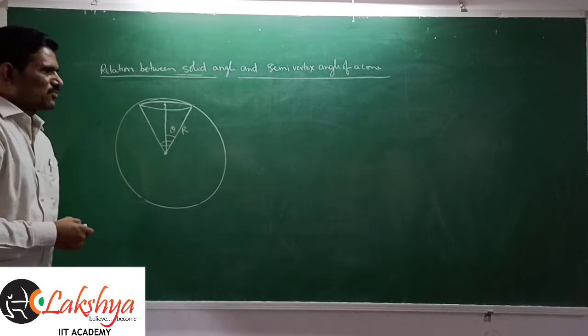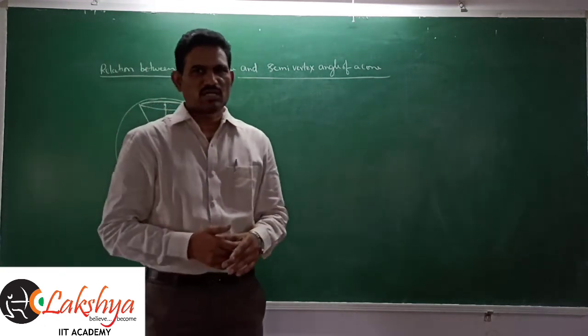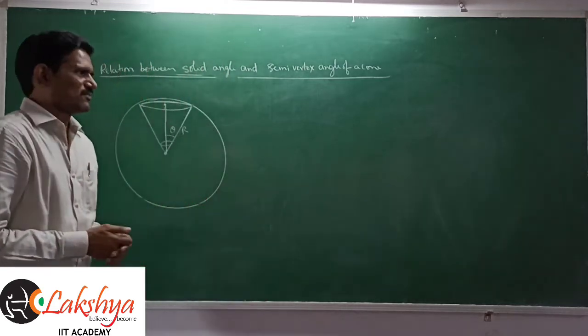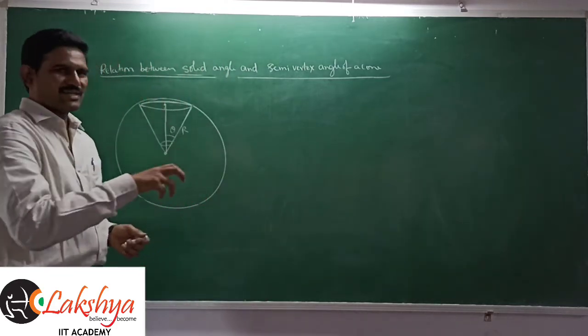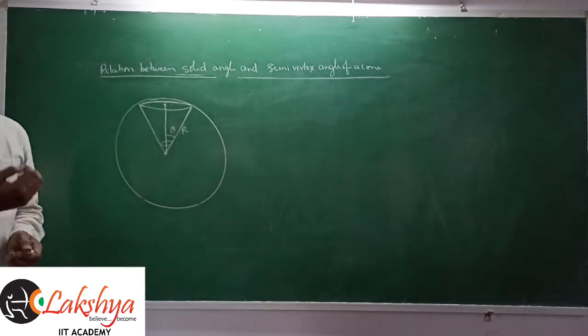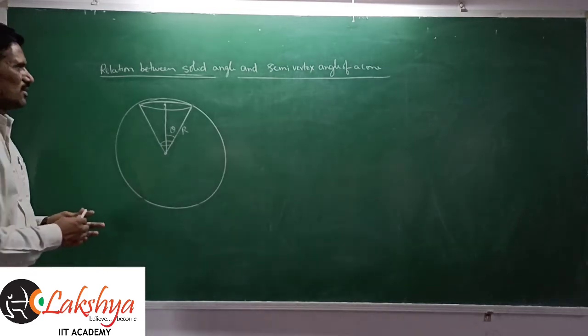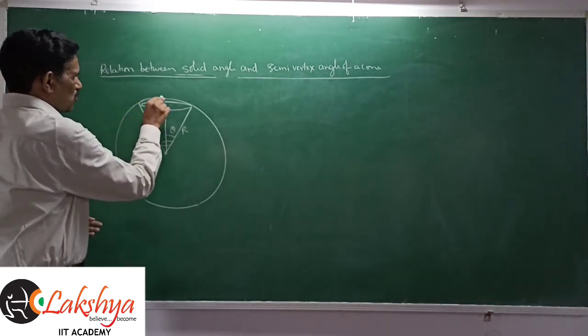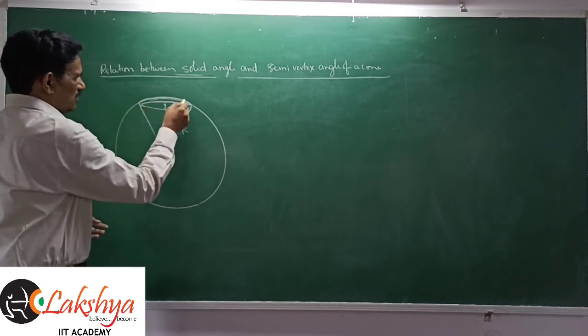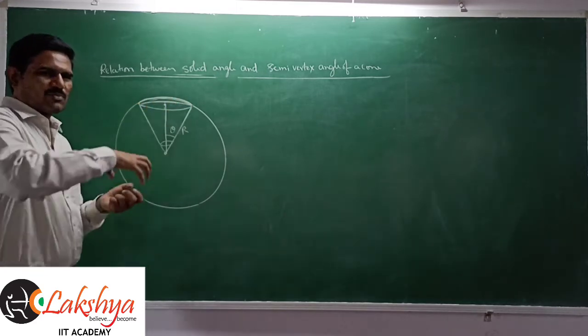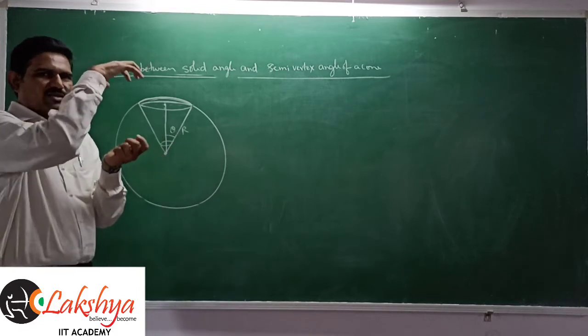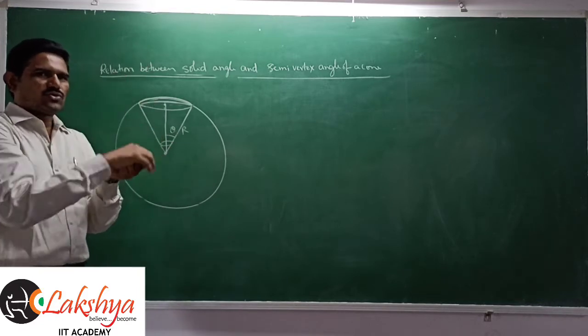For that, we need to use our solid angle definition. Solid angle is nothing but the ratio of the area of the element to the square of the radius. Now we need to write the area of this element. The area of that element is a part of a sphere above that cone.